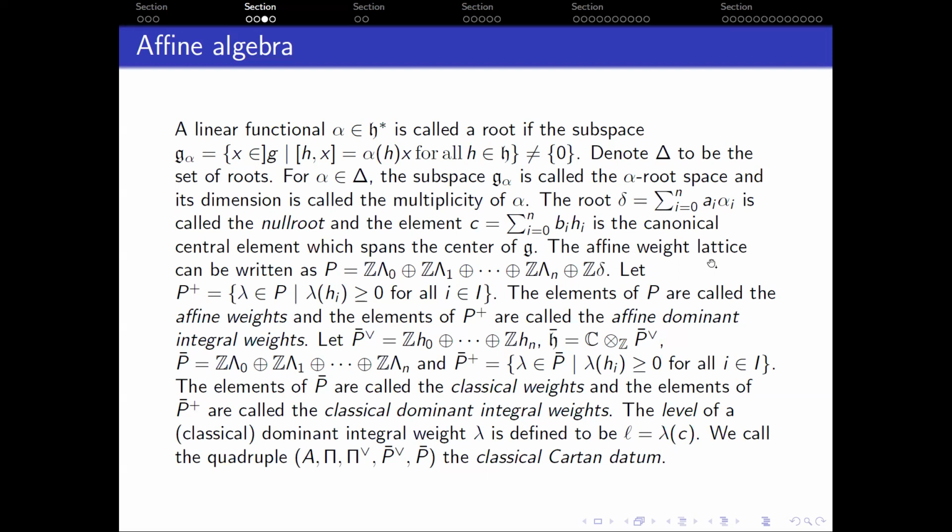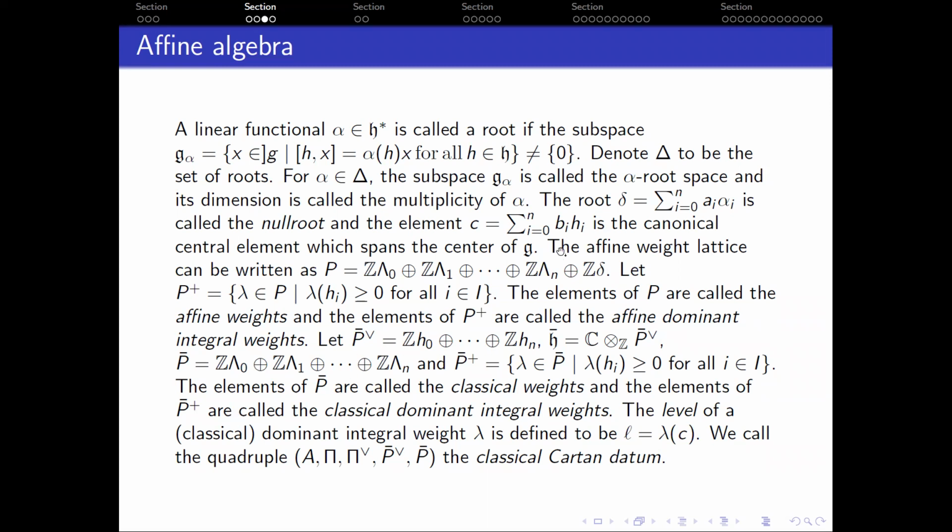Now, with these notations, the affine weight lattice again we will denote as P, and this can explicitly be written as the integral lattice with basis lambda_0 through lambda_n and the null root delta. And we will denote P plus to be the set of dominant weights. So what dominance means is that on h_i, it should be non-negative for each i. Now the elements of P are called affine weights and P plus are called affine dominant weights.